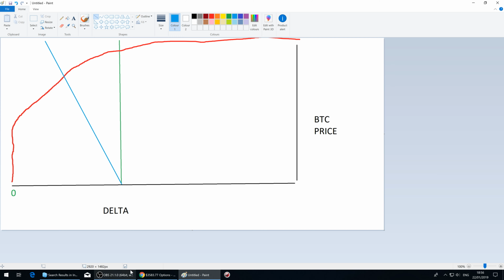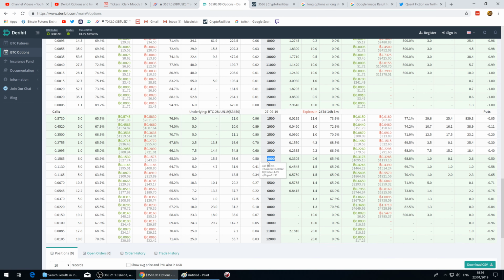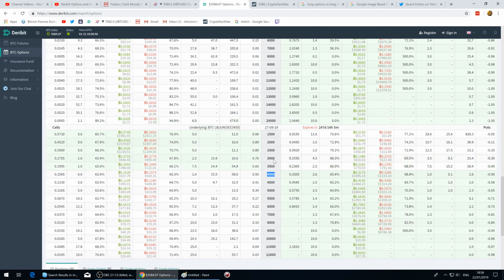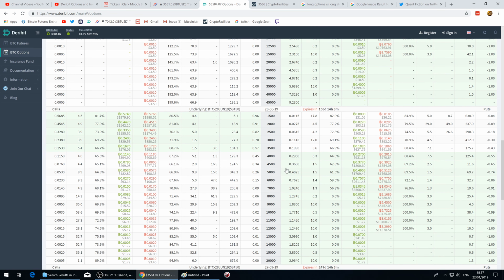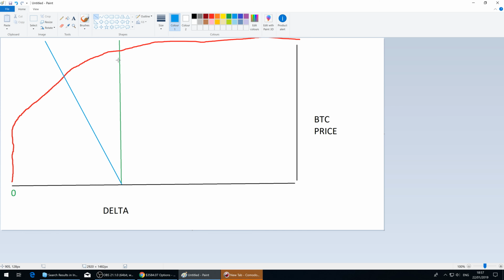So if you go long options, let's say maybe here, if Bitcoin goes up, the delta of your position increases. So if you go long Deribit options and you short physical Bitcoin, as the price goes up, you are longer Bitcoin. If the price goes down, you are shorter Bitcoin. So as the price goes up, your exposure increases, which is awesome. And when the price goes down, your exposure goes down, also awesome.